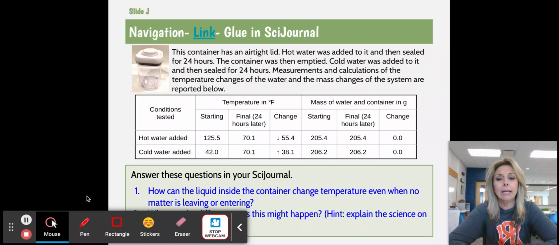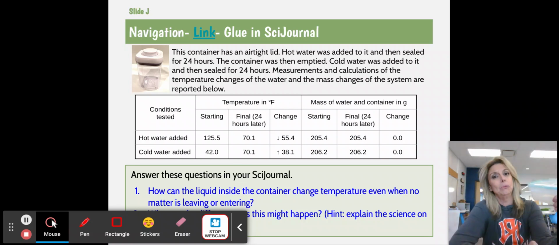So how can the liquid inside the container change temperature even when no matter is leaving or entering? And what might be happening? One thing that we might notice is that something can be entering the system, and that is light. So maybe we need to do an investigation on how light affects temperature inside of our system.